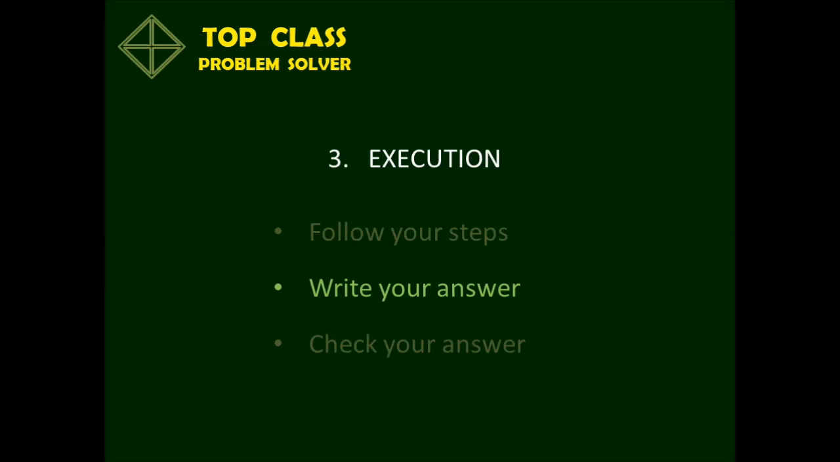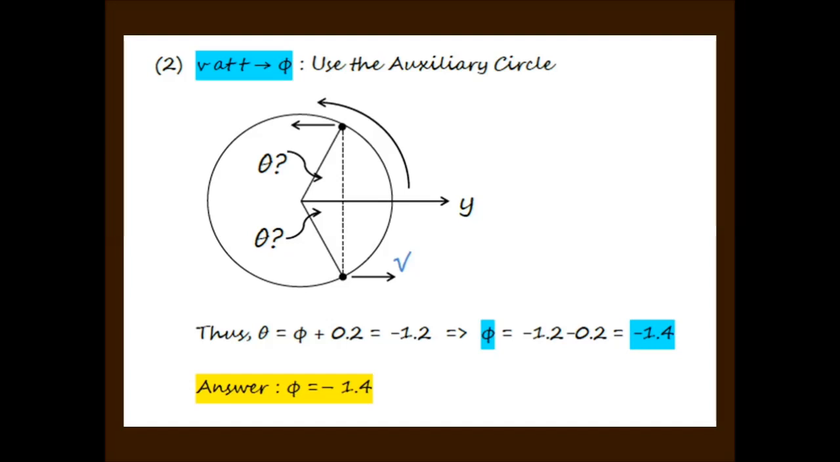The second step of the execution is simply to write down and highlight your final answer. So here we write our answer. Notice that the implicit unit of phi is radian, but because radian is a dimensionless unit, we do not need to write it explicitly.